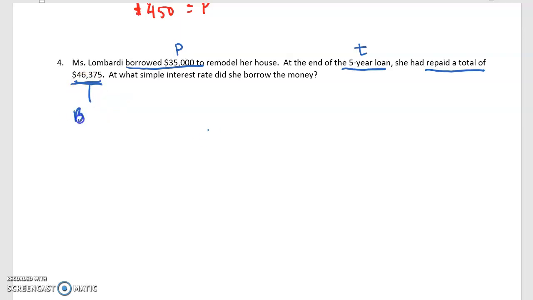That is the balance. So in this problem, we actually have to do an initial step first, where we know that the balance is the principal plus the interest. So that means the $46,375 is the principal plus some interest amount, and the principal is $35,000.